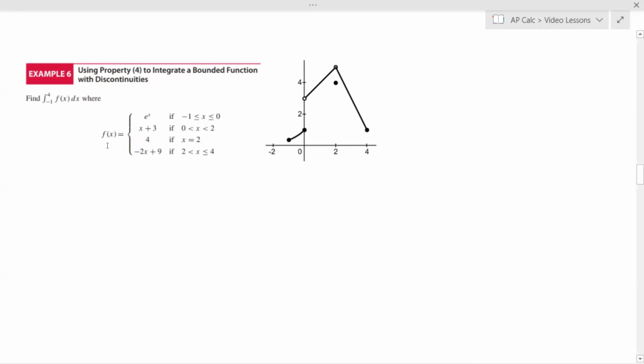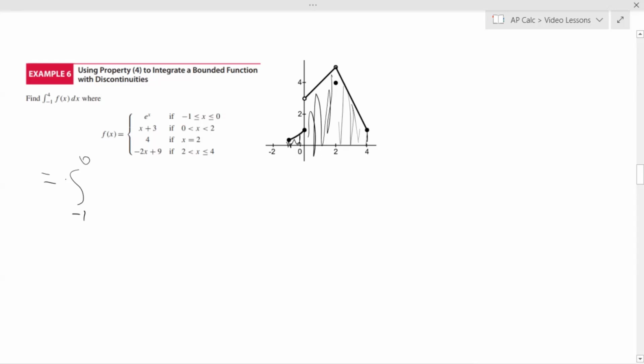So for this situation, if we want to find the integral from -1 to 4 of f of x dx, where f is this crazy piecewise function, and if we go from -1 to 4, we're getting the area of all of this. Okay? Even though there is a removable discontinuity at x equals 2 and a jump discontinuity at x equals 0, we can still do this by breaking the integral up into subsections.